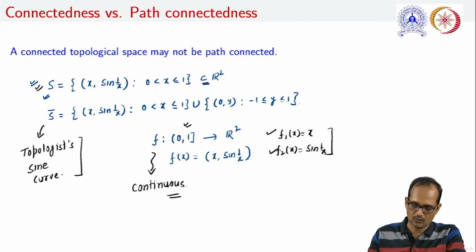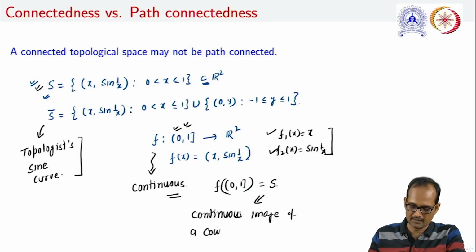Also, what is the image of this set? That is f of the semi-open interval, which is nothing but S. So S is the continuous image of a connected space, and therefore S is also connected.